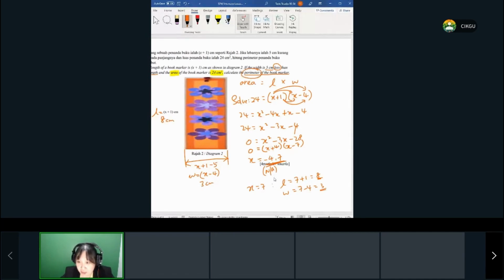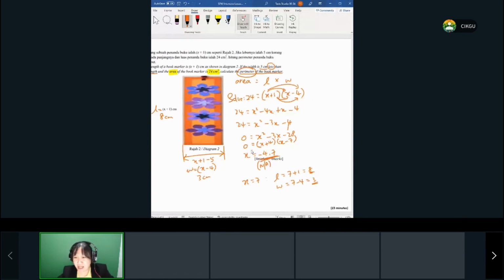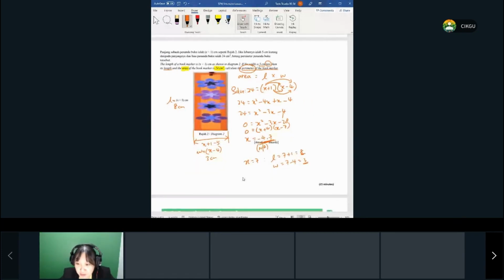Now you can find the perimeter. Okay, perimeter, just add only. If you don't know how to do perimeter, I knock your head, although I can't knock your head virtually. Okay, so 8 plus 8 plus 3 plus 3. Mental calculation, 22.